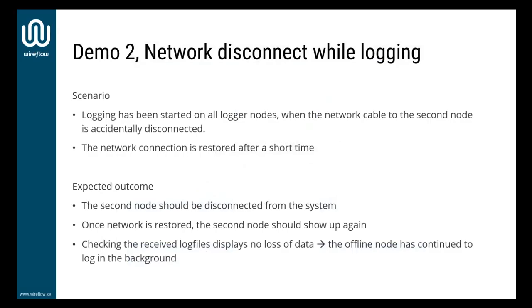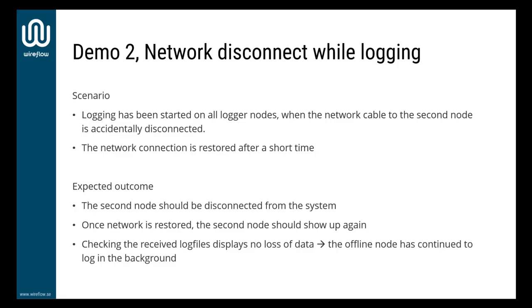So in the second demo, we're going to demonstrate what happens if we have a network disconnection while logging. So the scenario is that logging has been started on all logger nodes, and then a network cable to a second node is accidentally disconnected, and once the network connection is restored, we will see what happens.